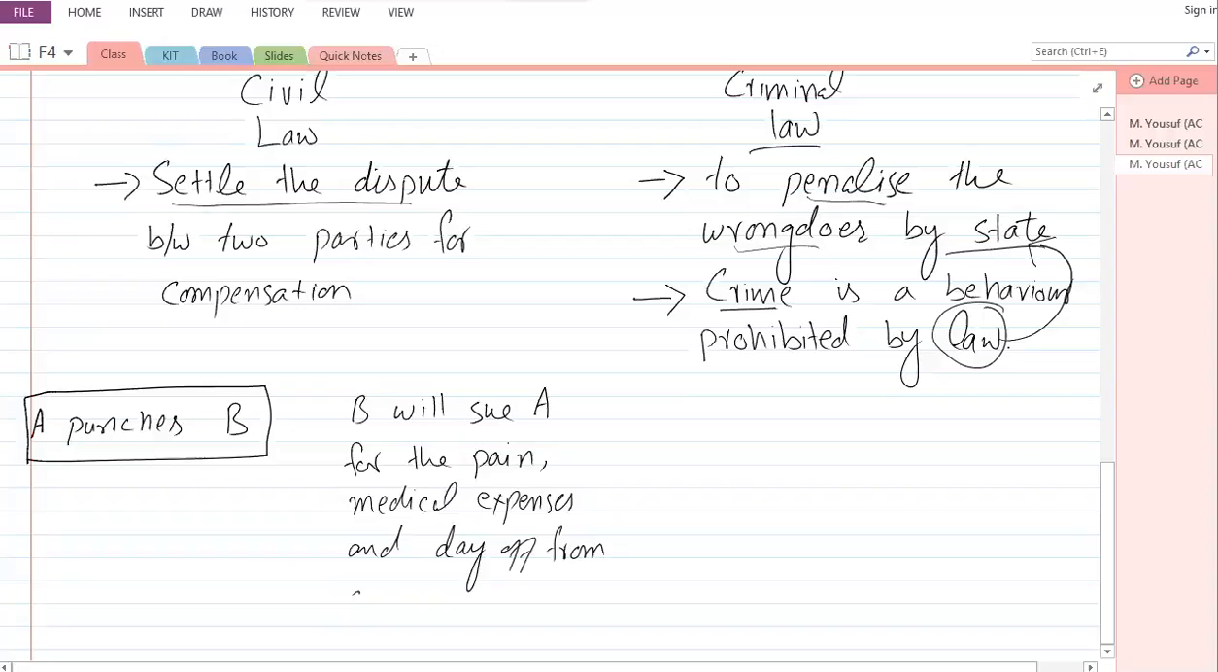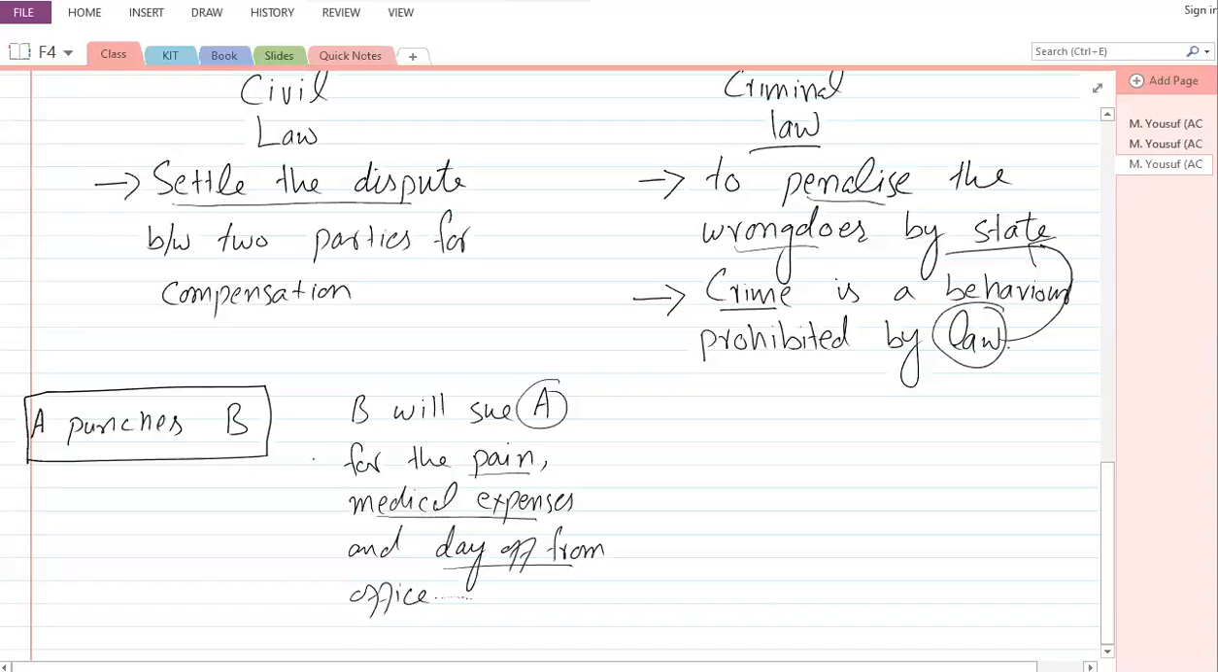from office. The salary of the 2 days for which he has not been present due to this punch, because he was in hospital, he was getting treatment from the hospital. So that is why he couldn't attend the office for 2 days, so he will not be paid salary for 2 days, so he can claim this salary from Mr. A. So these are the losses that are suffered by B, and B will get settlement from A.